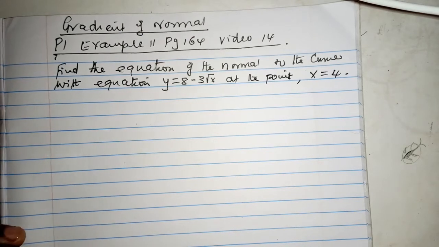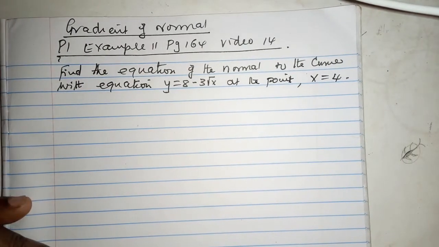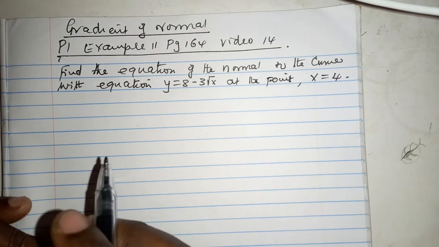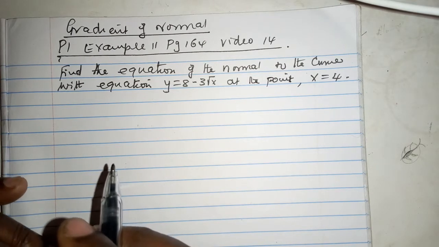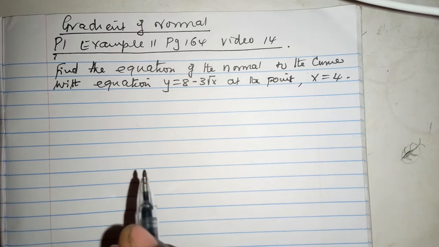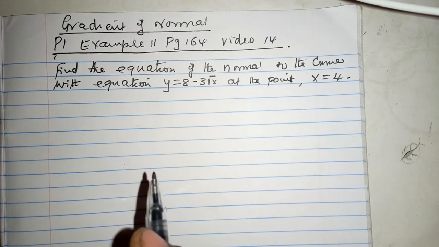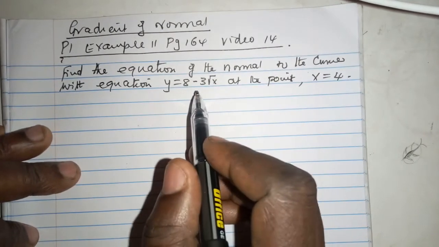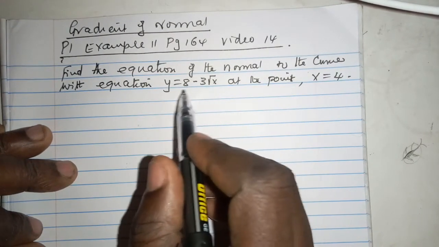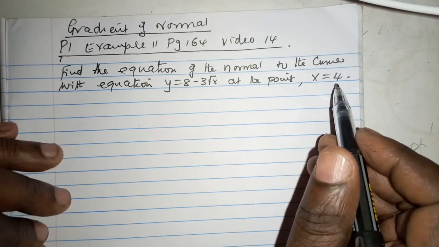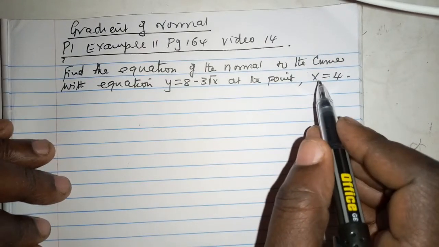And we remember that the gradient of the normal is perpendicular to the gradient of the tangent. And every time we mention the tangent, please know we also mention the curve, because the gradient of the curve is equal to the gradient of the tangent at the point of contact. So the very first step of this question is to find the gradient of the curve when x is equal to 4. But even before then, we ought to have gotten the value of y.